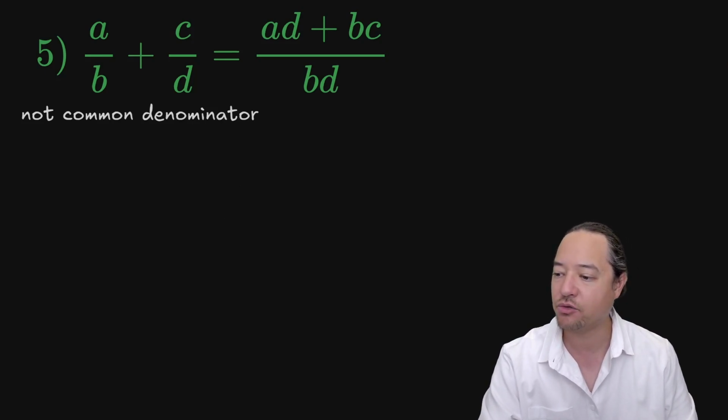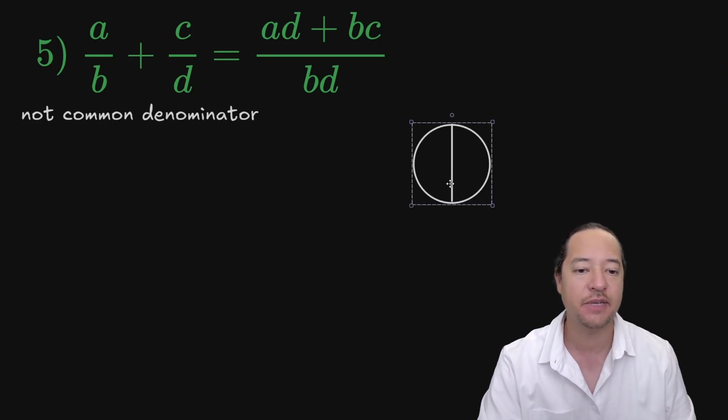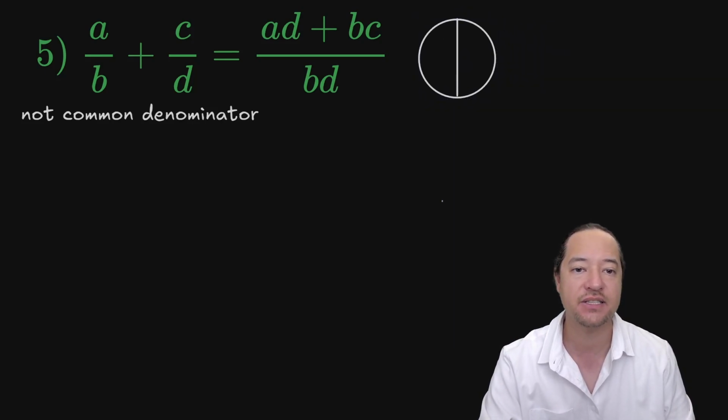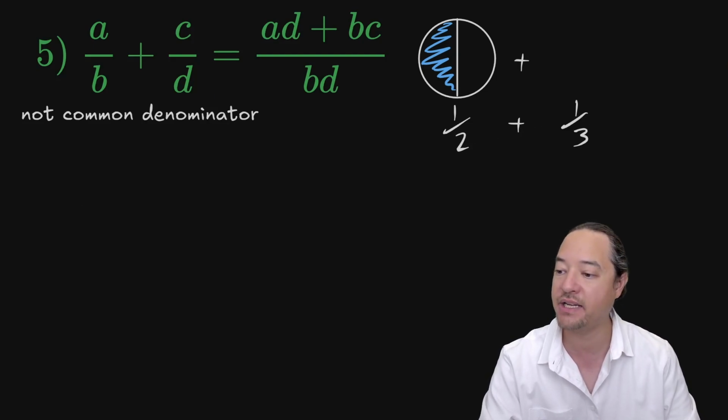Let me look at it graphically first. I want to add together 1/2 plus 1/3. So let me get a pie. Here's 1/2. So this is going to be my 1/2. And I want to add this to 1/3. So I'm going to get another pie here.